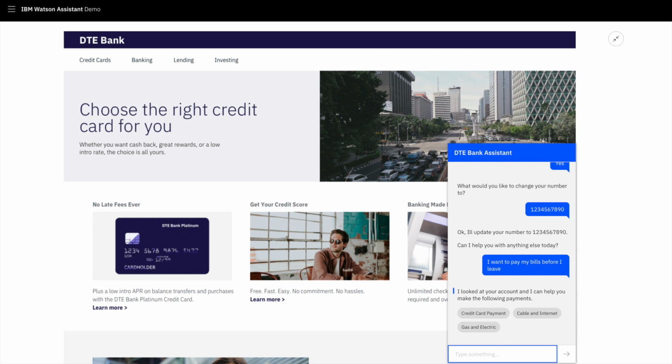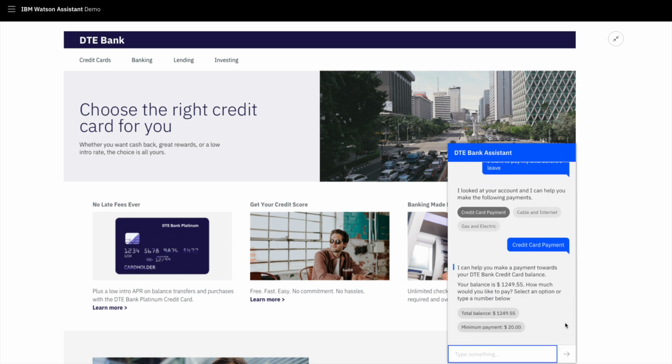And now Watson, similarly here, is able to integrate with the back-end core banking system, understand what types of bills I have in my bill pay account, and shows me that I can pay a credit card payment, cable and internet, or gas and electric. I'll make the credit card payment.